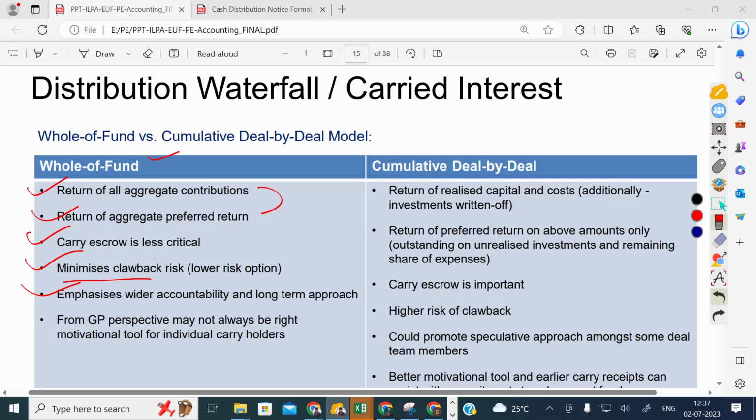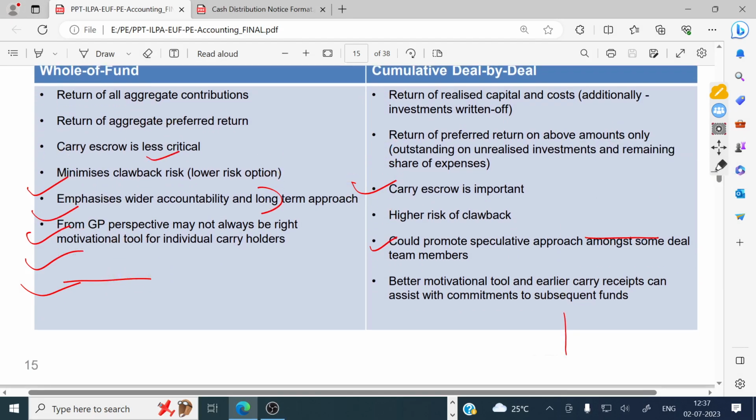But here, the two features which are important: the whole fund deal model offered to the investor, right? And the cumulative one: return of realized capital and cost, additionally investment return of preferred return on above investment amount only, outstanding on unrealized investment and remaining shares of expenses. Carry escrow is important. Higher risk of clawback could promote a speculative approach among some deal team members. Better motivational tool, and earlier carry receipt can assist with commitment to subsequent fund.